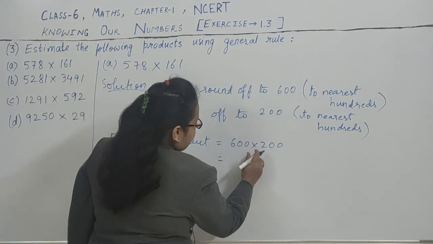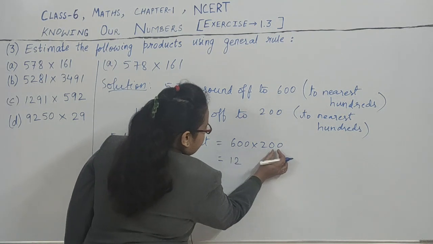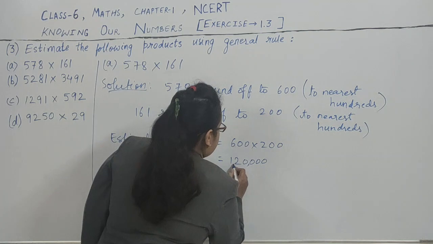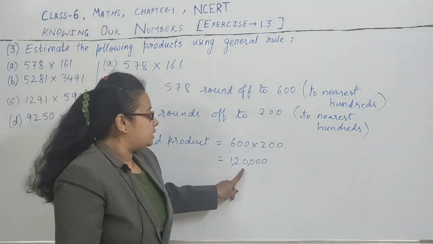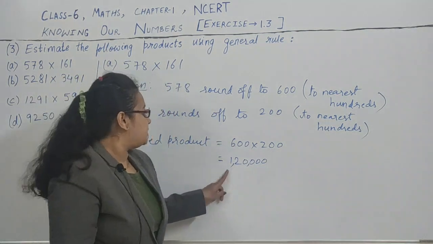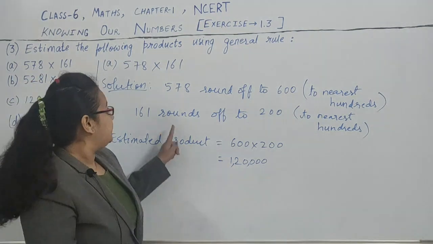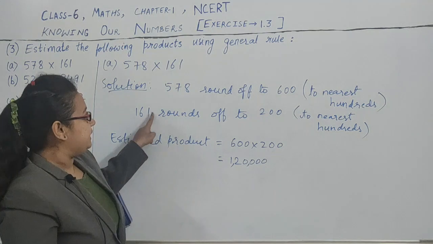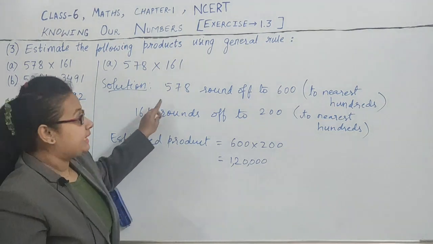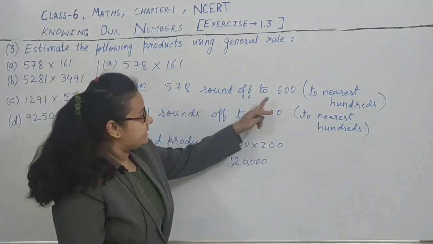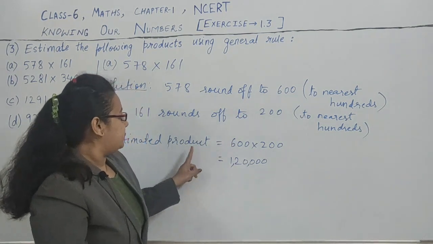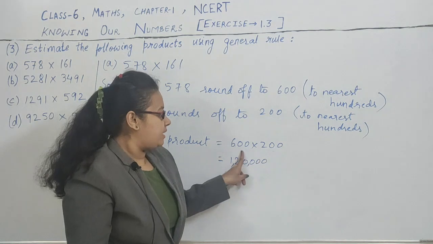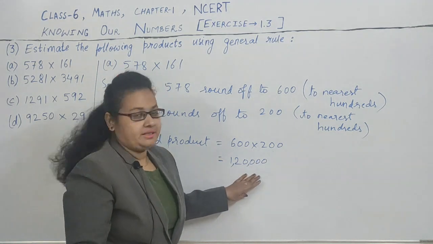So how will we multiply? 6 into 2 is 12 and it has 2 zeros and 2 zeros, so these 4 zeros will come here. So what is this? This is 1,20,000. Okay, so this is the estimated product of these two numbers. How did we do it? We rounded off each number to its greatest place, and after that the rounded off numbers are multiplied very easily, and we got the result.